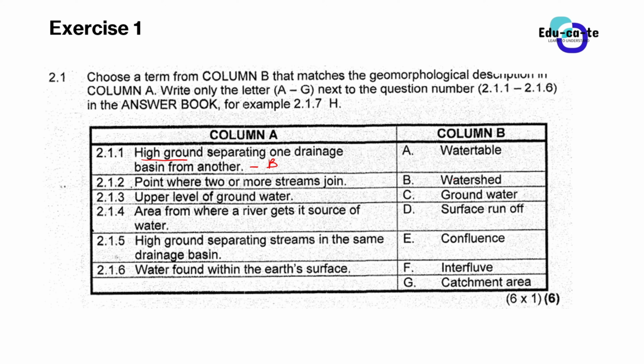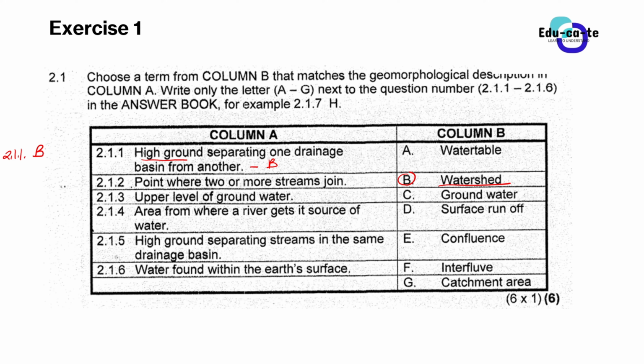In this case, from column B, watershed is actually letter B. That's why next to 2.1.1, when you're answering this, you just write 2.1.1 and you write B. So basically, here they asked the question another way, but I covered this in my other video where we talked about two rivers being separated from one another.